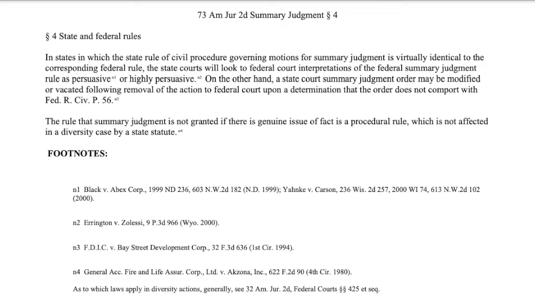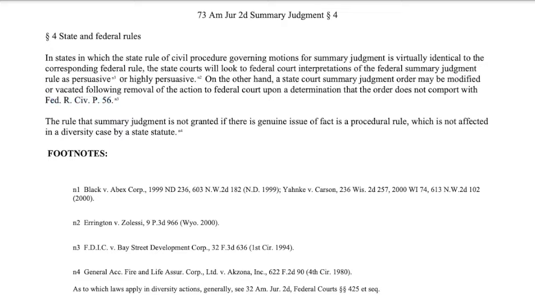All right, we're on to state and federal rules. In states in which the state rule of civil procedure governing motions for summary judgment is virtually identical to the corresponding federal rule, the state courts will look to federal court interpretations of the federal summary judgment rule as persuasive or highly persuasive. On the other hand, a state court summary judgment order may be modified or vacated following removal of the action to federal court upon a determination that the order does not comport with Federal Rule 56.